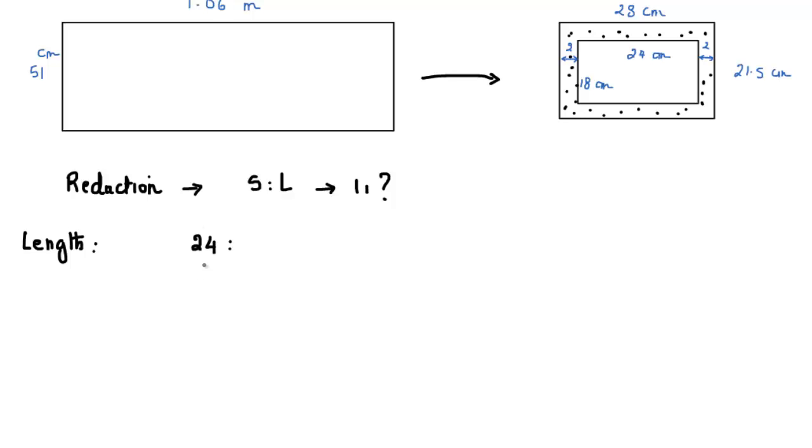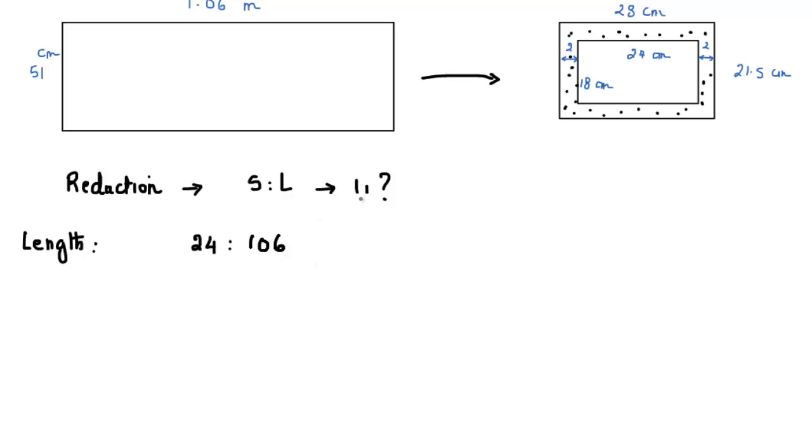I cannot use two different units in any scale. I cannot say 24 centimeter to 1.06 meter. I have to transfer the meter to centimeter. That means I need to multiply 1.06 by 100. So it's going to be 106 centimeter. So this is the scale.